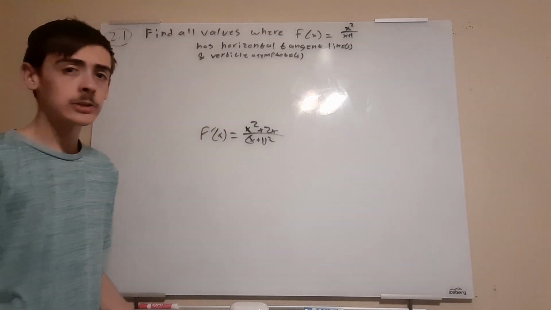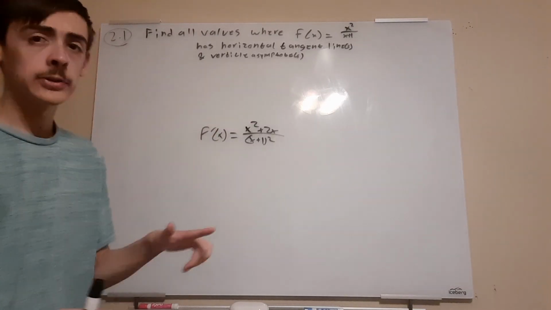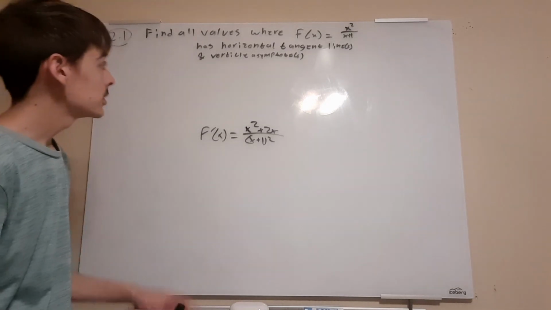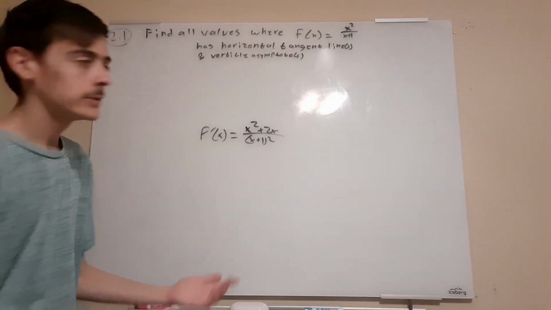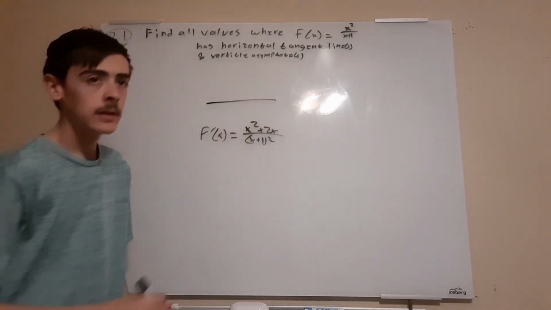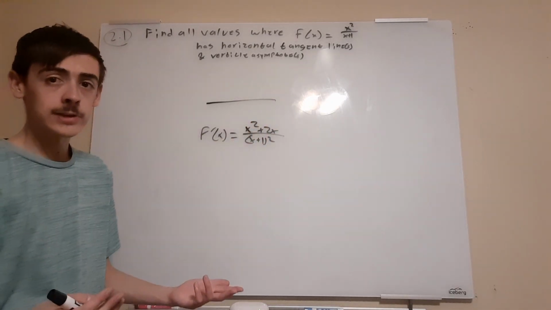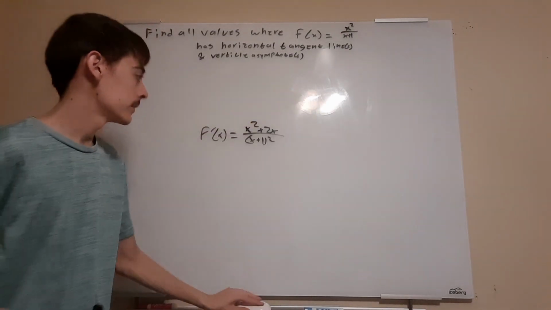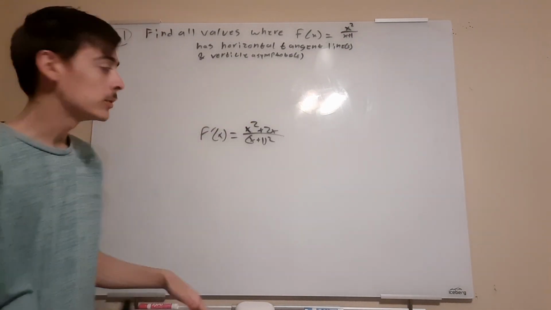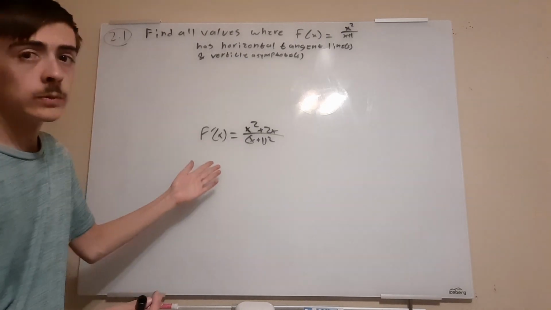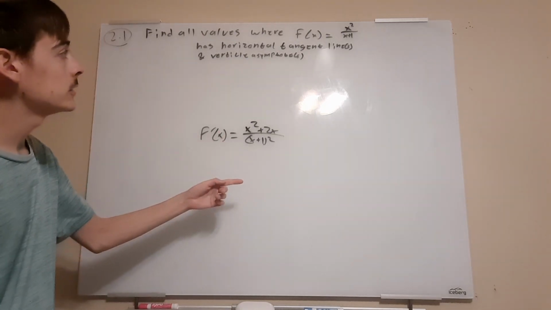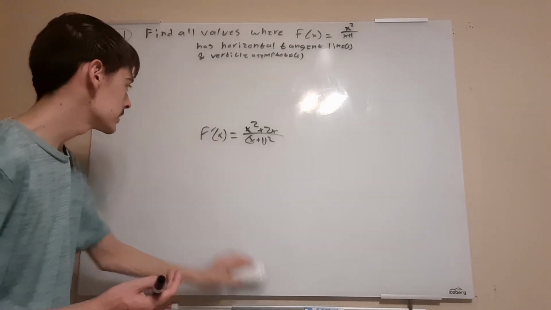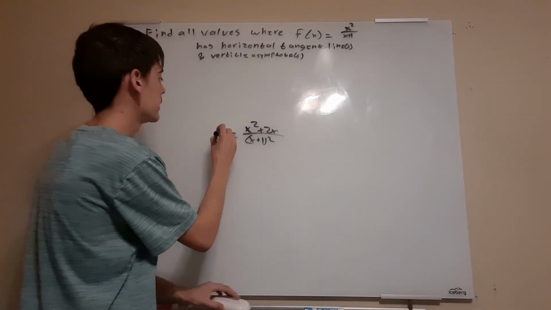Okay, so now where do we actually find where the horizontal tangents and vertical asymptotes are? The important thing to remember is that a horizontal tangent is just going to be a horizontal line. And what do we know about the slope of a horizontal line? The slope of a horizontal line is 0. And remember, the derivative represents the slope. So if we set the derivative equal to 0, we can solve for the x values where there will be horizontal tangent lines. So let's set the derivative equal to 0 now.